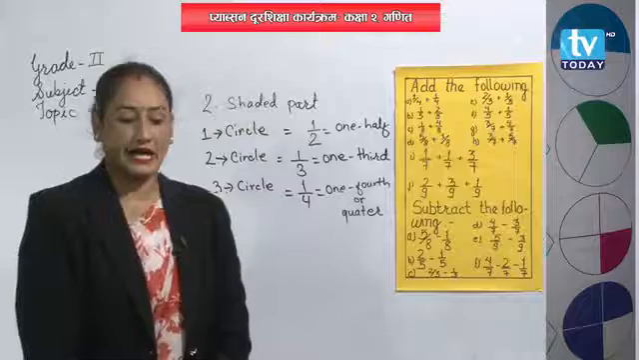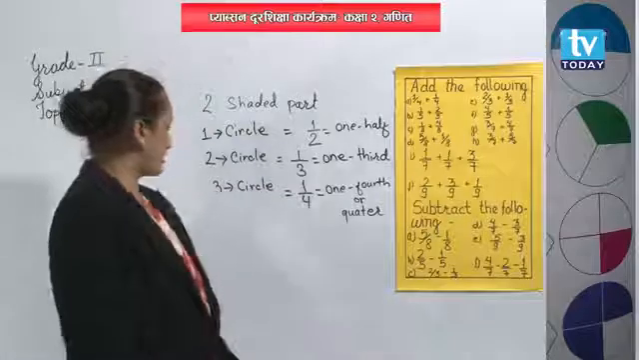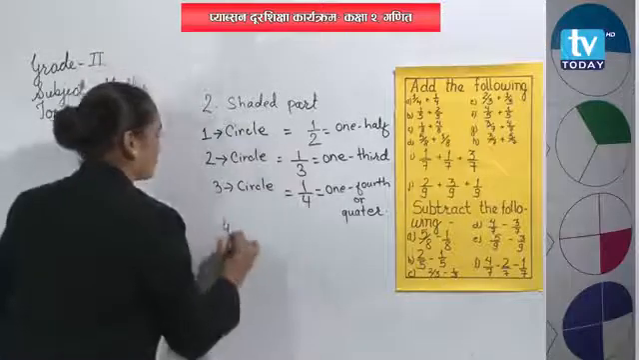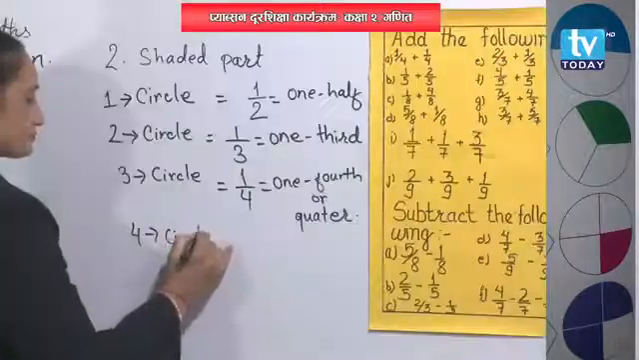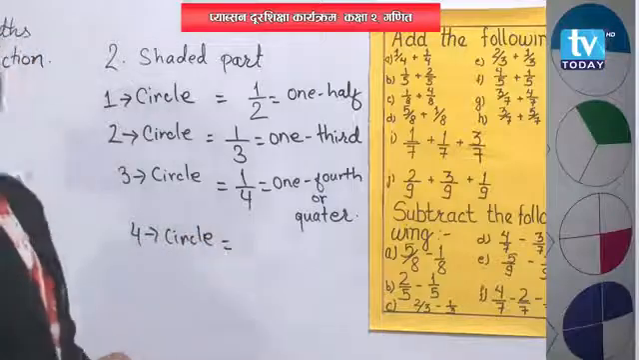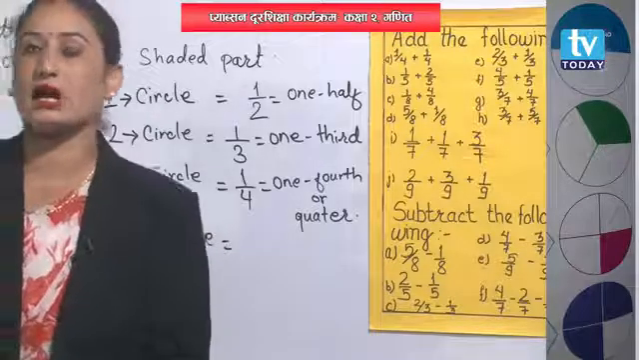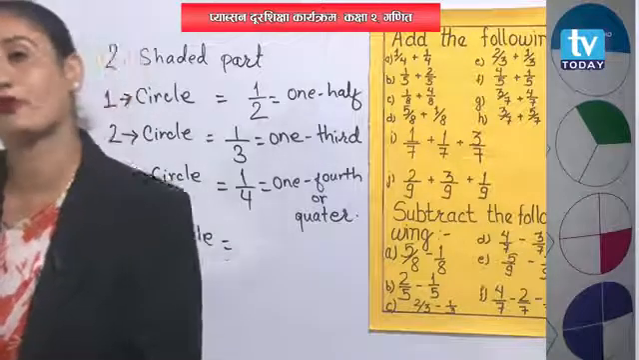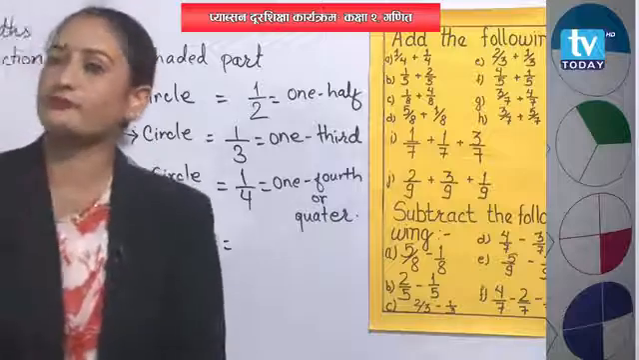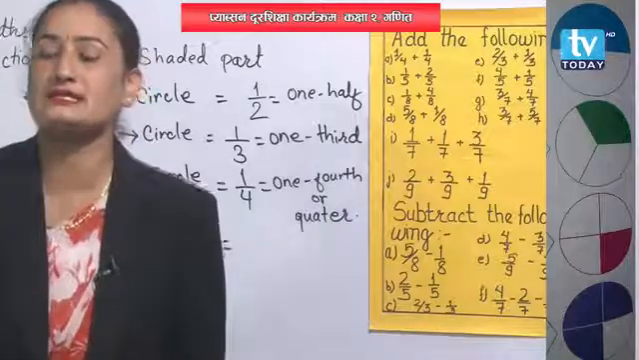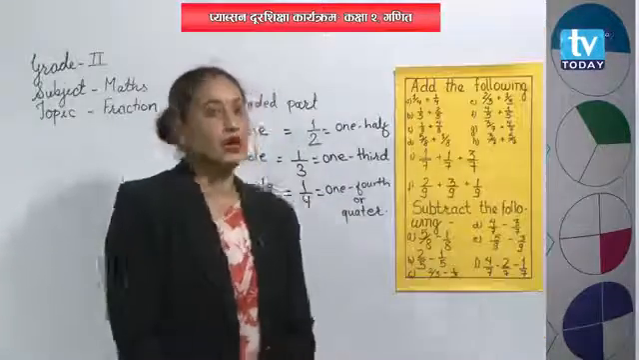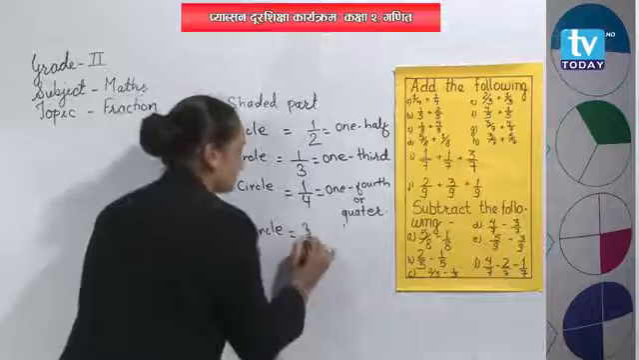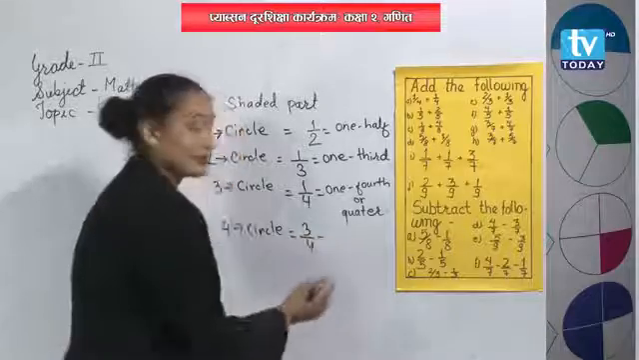Yes. Now, the last picture is there, the fourth circle. In the fourth circle, tell me how many parts are there? Altogether, there are 4 parts. And out of 4 parts, how many parts are shaded? 3 parts. So, how to write? 3 by 4. And how to write it in words?